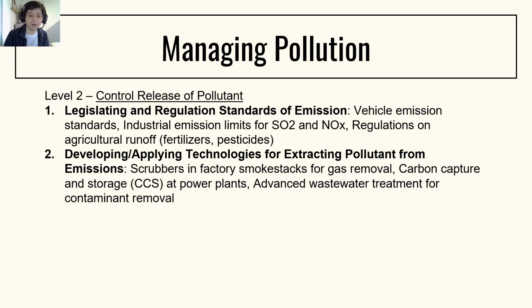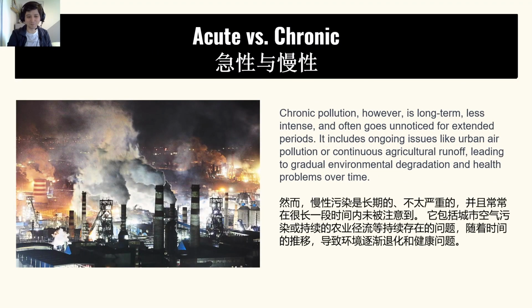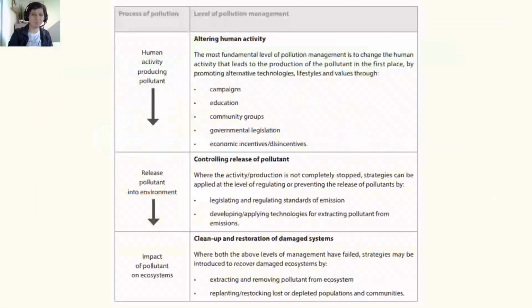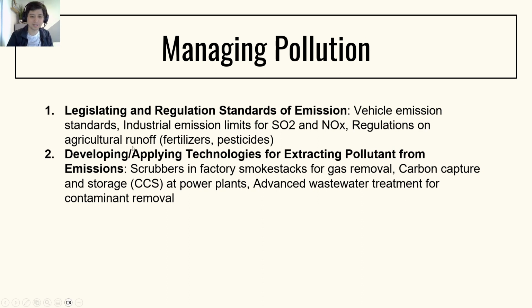Okay, so we'll probably talk about this more in different units, but examples are scrubbers in factory smokestacks for gas removal. So factory smokestacks, well, we had a picture of it earlier. Where is it? Like this, right? This is a smokestack, right? It releases pollution into the air. So we can put technology in those smokestacks to kind of limit the amount of pollution that's released, right?